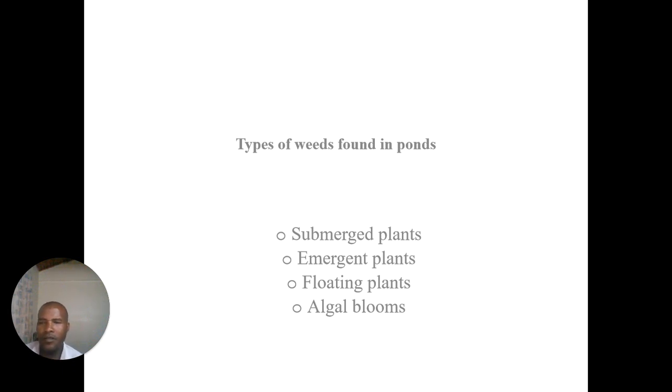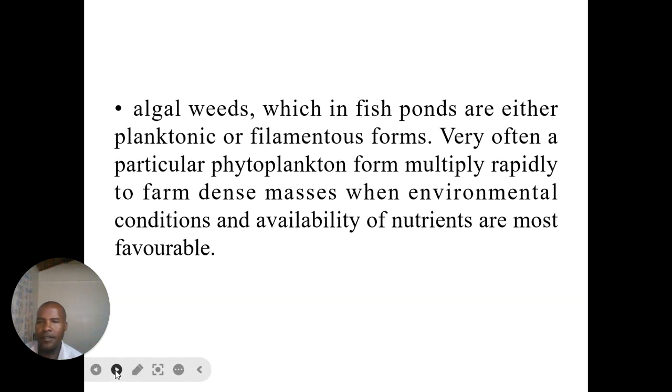Today we are going to talk about types of weeds found in fish ponds. We have 3 types of weeds that are found in our fish ponds. We have submerged plants, emergent plants, floating plants, and algae blooms. Now, in every part of these plants, let us discuss each of them.